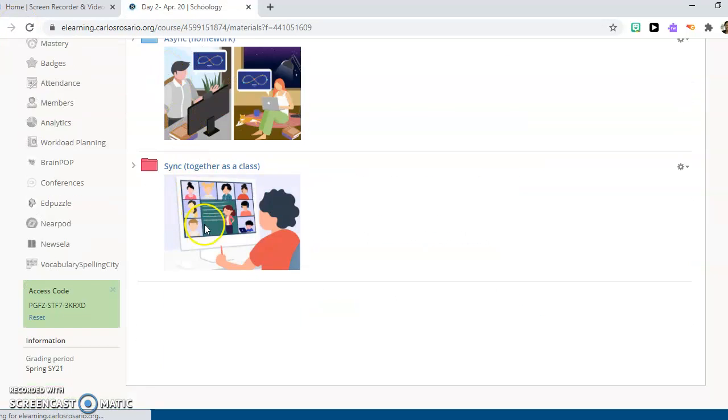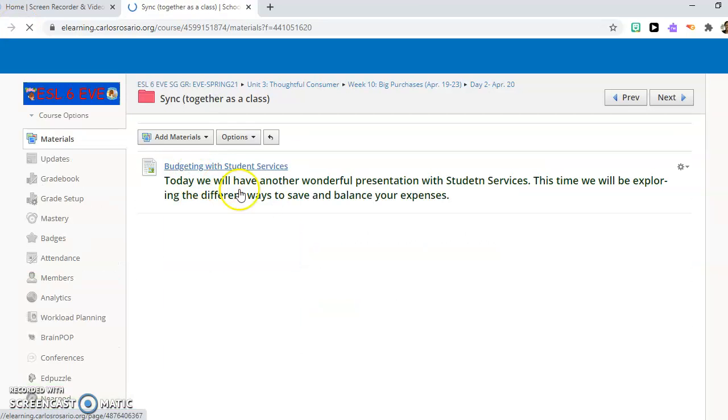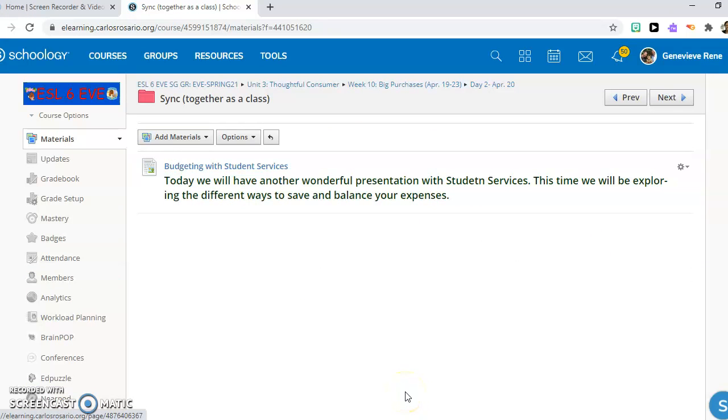It's Tuesday, that means we have Zoom class together, and we will have a wonderful presentation with student services about balancing your budget and different ways of saving. So remember, when we meet with student services, it's a big class with all the level 6.